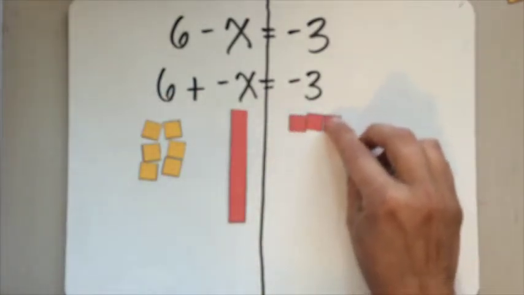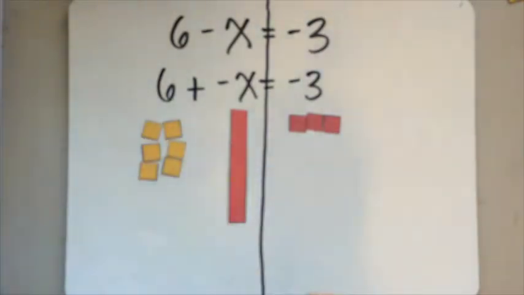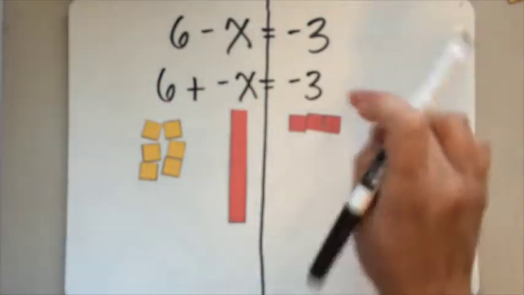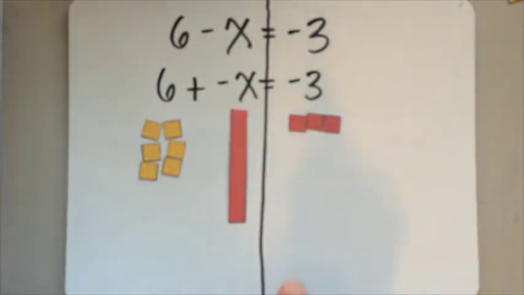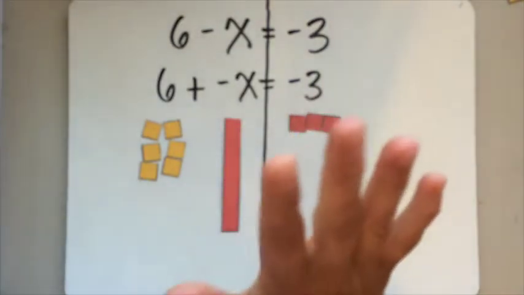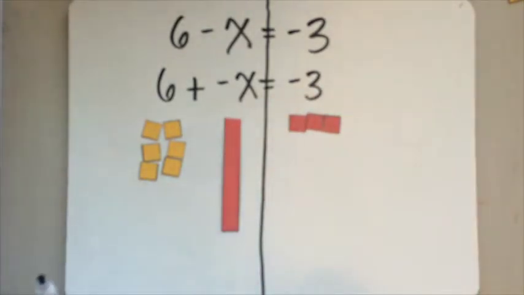And I've got 3 negative ones over here. So I've got 6 positive ones plus 1 negative x is equal to 3 negative ones. First thing I'm going to do, I'm not going to worry about the fact that this is negative just yet, but I will have to deal with that before the end. I want to get it by itself first.